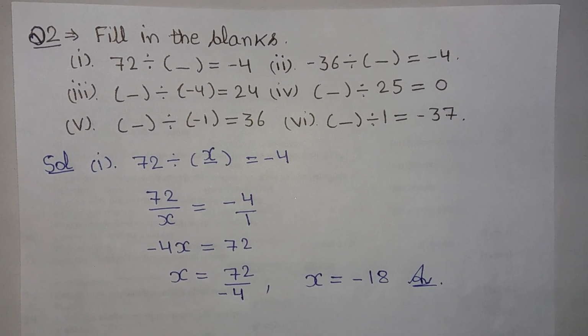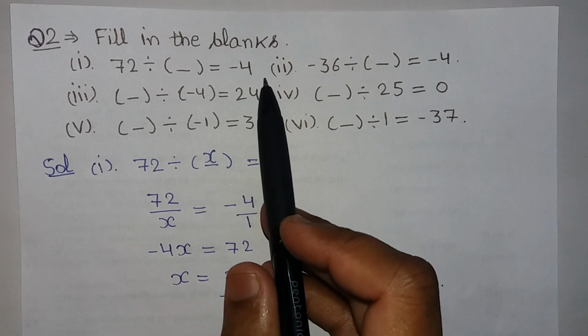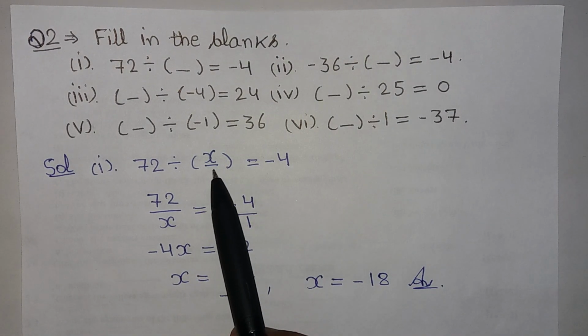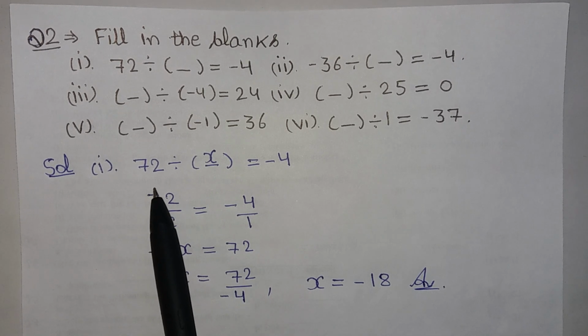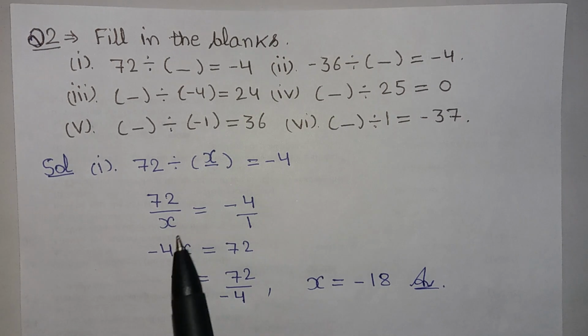Here is question number 12. Fill in the blanks. In this we have 75 divided by a blank equals minus 4. So we will do the first part. Let us take the blank as x. So here 72 divided by x equals minus 4.